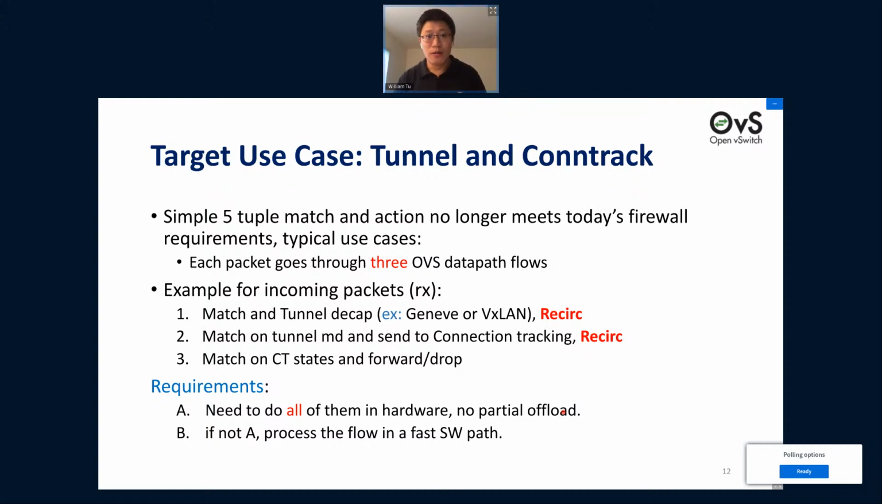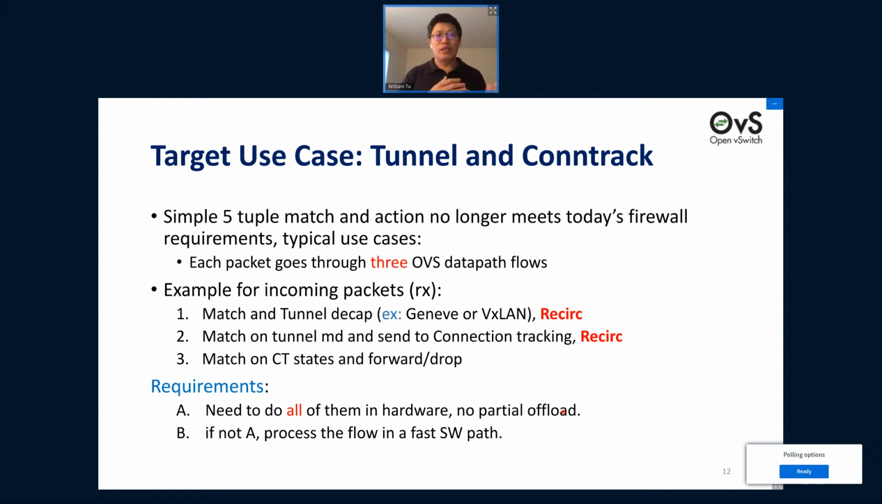For example, here, an incoming packet usually goes through, first, it tries to match the outer header and then does the tunnel decap. For example, we are using the Geneve tunnel, and there are other people using the VXLAN tunnel. When we do tunnel decap, we extract the metadata and put the metadata somewhere, and then we do recirculation.